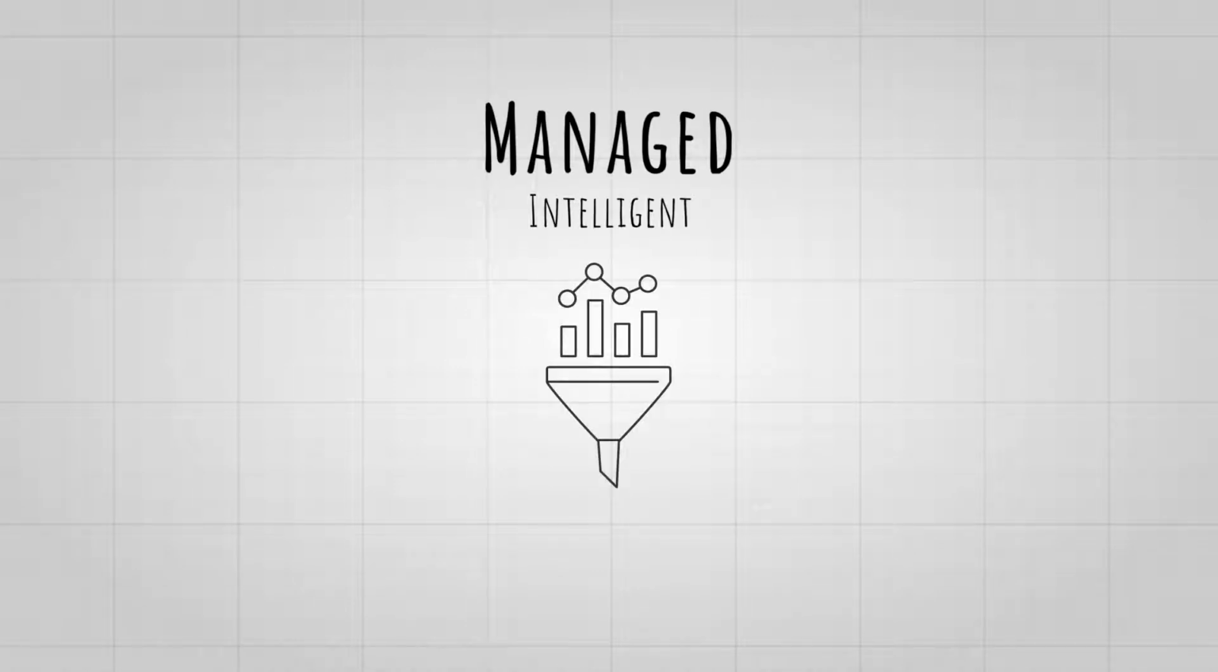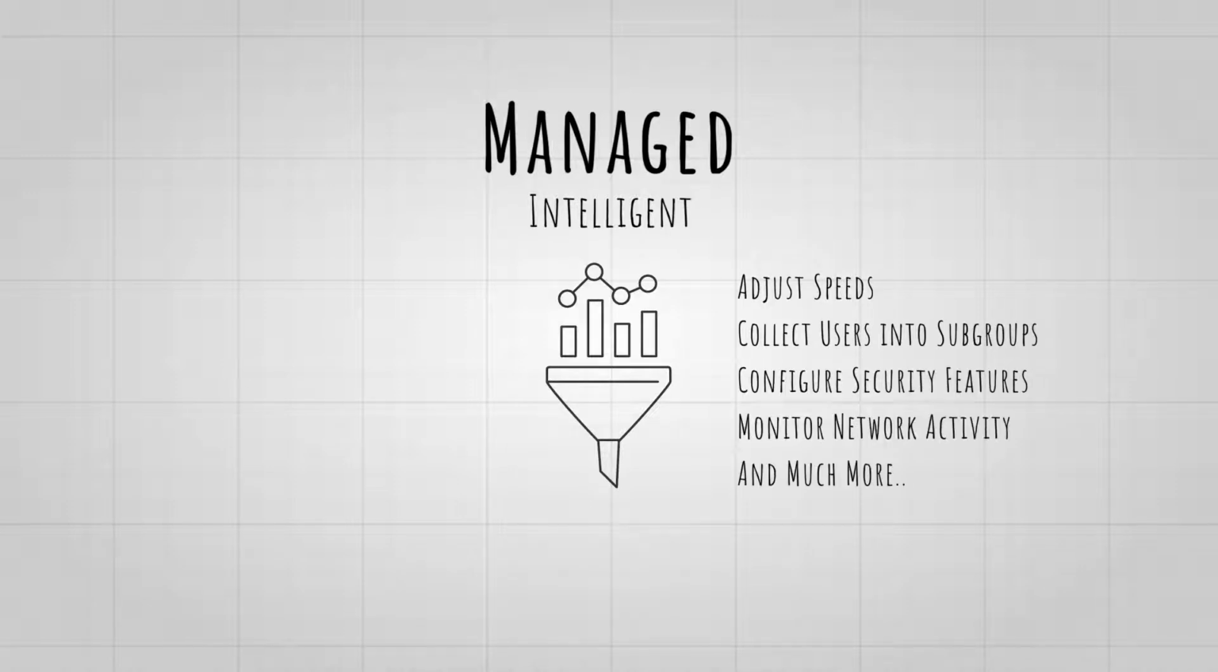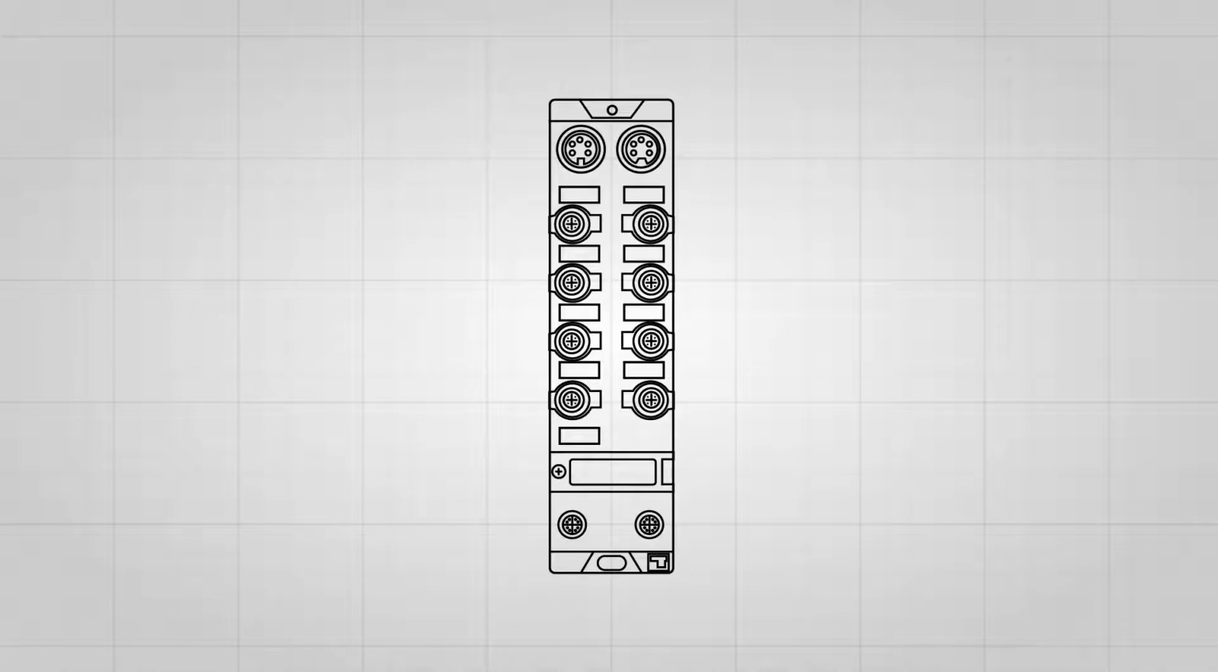Managed Ethernet switches, like the new TBEN-L Ethernet switch, on the other hand, can be configured to adjust speeds, collect users into subgroups, configure security features, and monitor and report traffic and network activity. At a high level, the TBEN-L Ethernet switch is a 10-port managed switch.